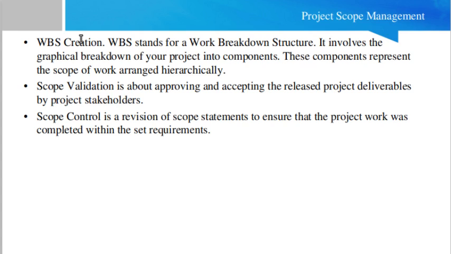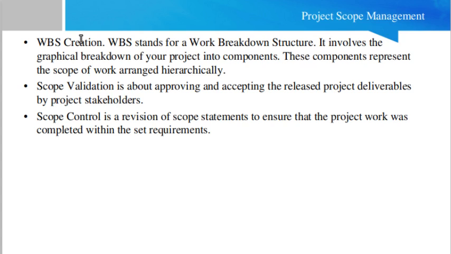The next one is scope validation. Scope validation is about approving and accepting the released project deliverables by project stakeholders. That means once the project deliverables are released, the project stakeholders approve and accept them. So that is scope validation. Remember, scope validation means that whatever scope was agreed as per the scope document, we have to validate that this is the right thing, this is exactly what we have agreed and signed in the scope document.